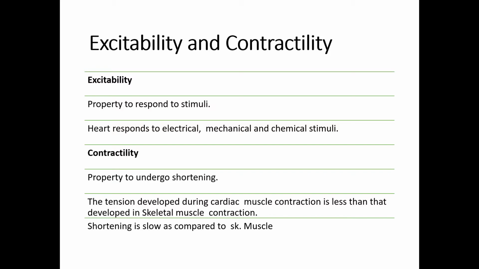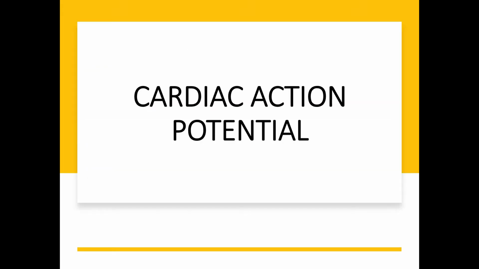The shortening is slow in the cardiac muscle as compared to the skeletal muscle, because they do not contract for a longer period of time. They contract for a smaller period of time, then relax, then again produce another action potential, and again contract and then relax. In this way, the shortening period is slow and less as compared to skeletal muscle. Cardiac action potential.